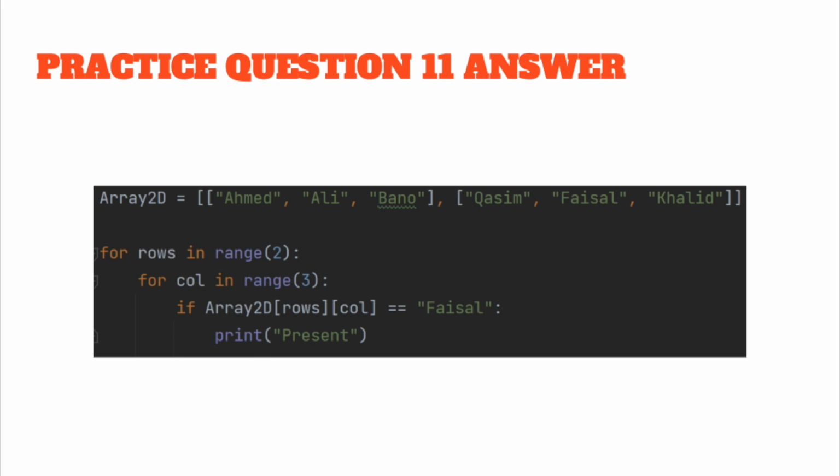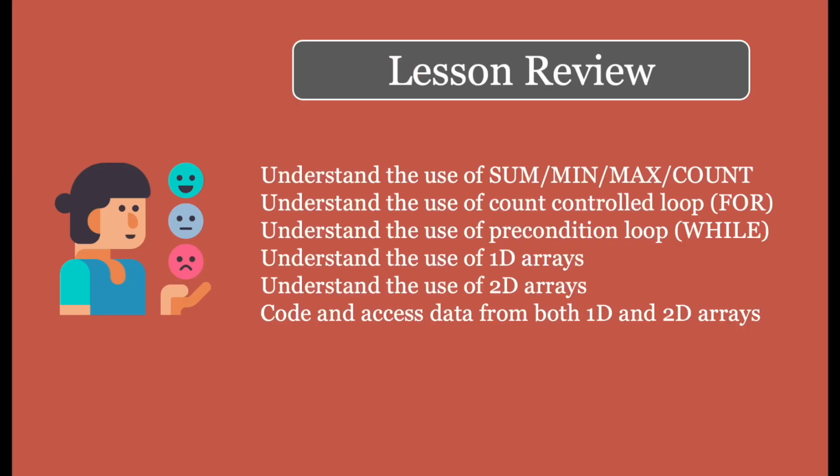So hopefully you've got something like this going on, and you might have tried different ways of coding this. That's fine. If you couldn't understand how this works, pause the video, code this, test it out, and then understand it. And that brings us to the end of this particular lesson. Hopefully you understood the use of sum, min, max, count through the use of for loops or count control loops. You also understood how precondition loops like while work, and you've got some coding and you're familiar with the syntax.